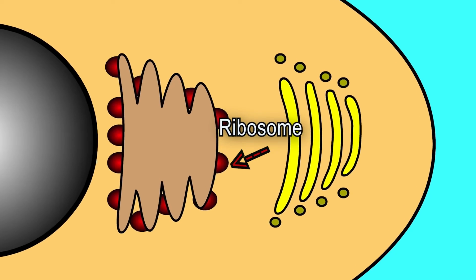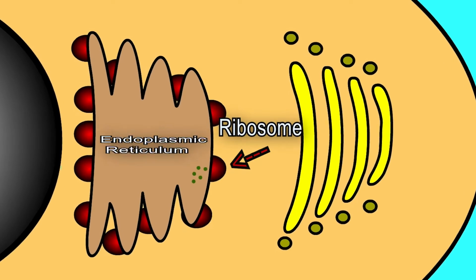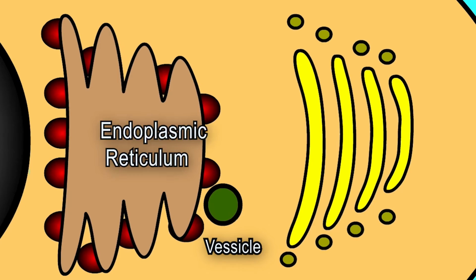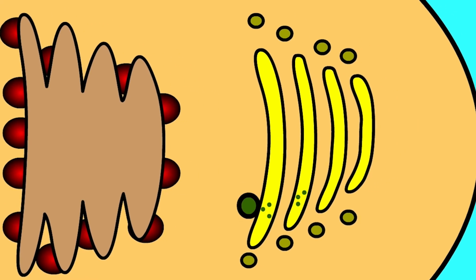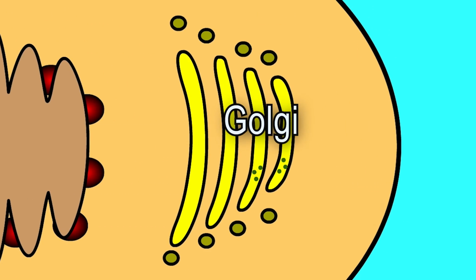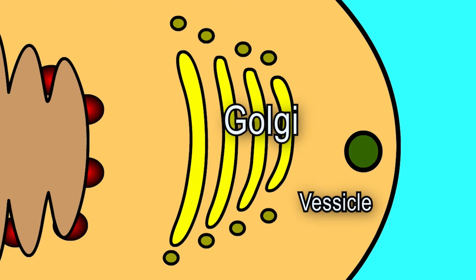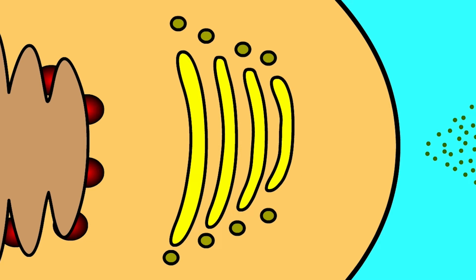Sometimes materials like protein have to leave the cell to be used in another part of the body. This is the job of the Golgi apparatus. The Golgi. The ribosomes manufacture the protein. They hand it off to the endoplasmic reticulum. The endoplasmic reticulum transports it over to the Golgi apparatus. The Golgi apparatus packages it up and ships it out of the cell. Same day delivery.